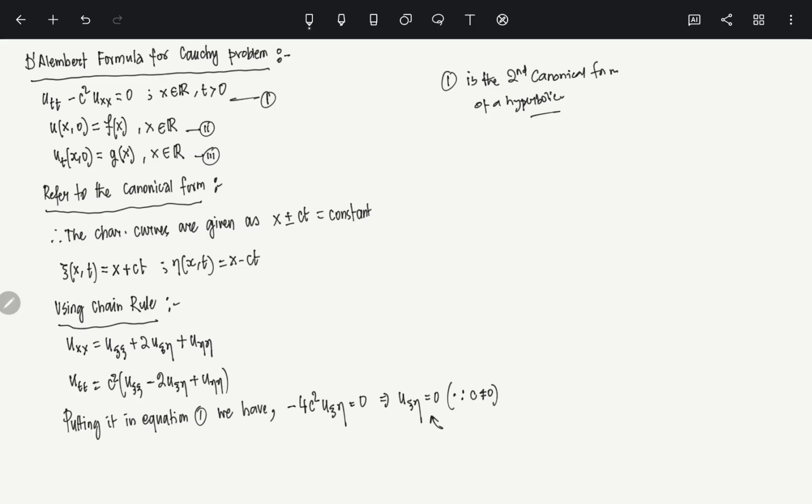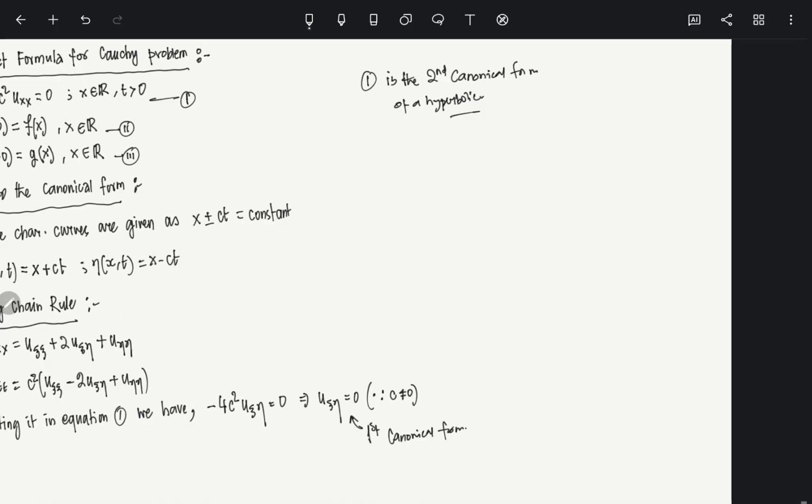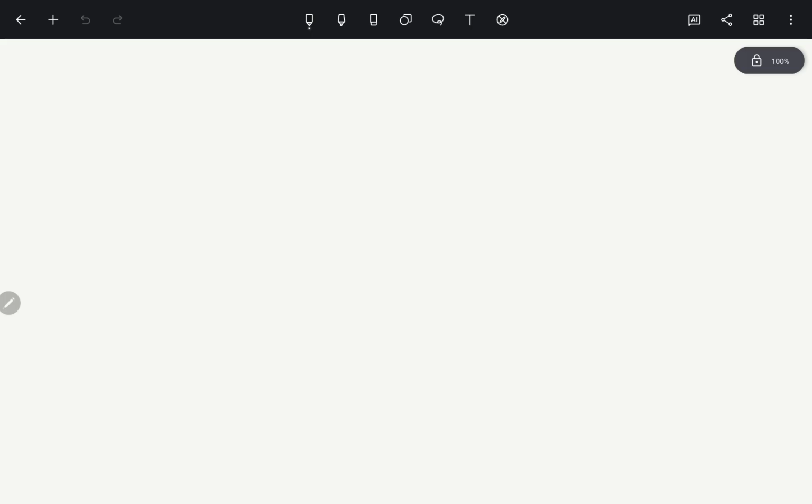But the first canonical form is a much easier form to solve, right? If u_xi eta equals 0, we talked about this form. Then what is u of xi, eta? How do you get it? It is essentially the integral of phi star of eta d eta plus some function phi of xi.